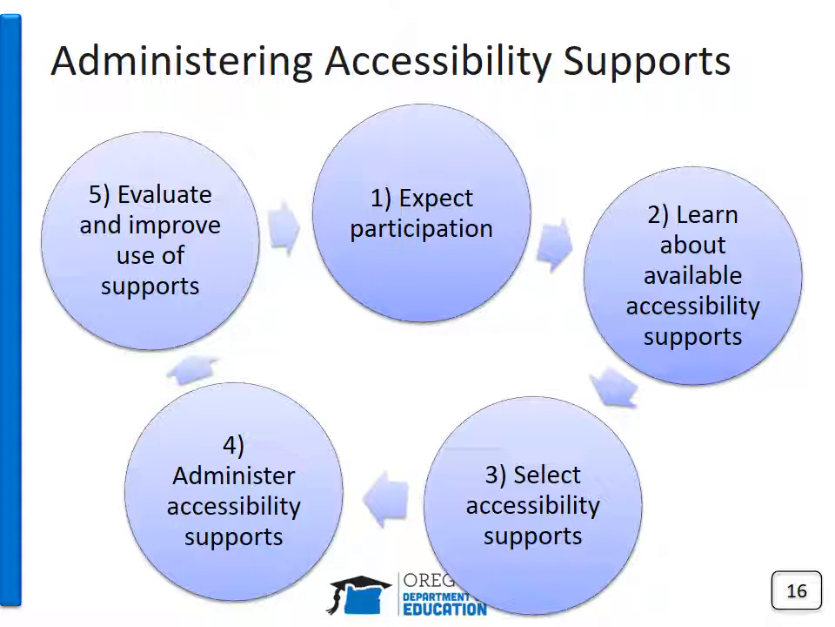Step 5 is to evaluate and improve the use of accessibility supports. At the student level, the decision-making team should review the results of the statewide assessment to determine if the supports were effective for the individual student. And at the district and school level, it is important that the supports are reviewed to ensure test administration procedures are not compromised, standardization and test security are maintained, and ethical assessment practices are followed throughout the process.